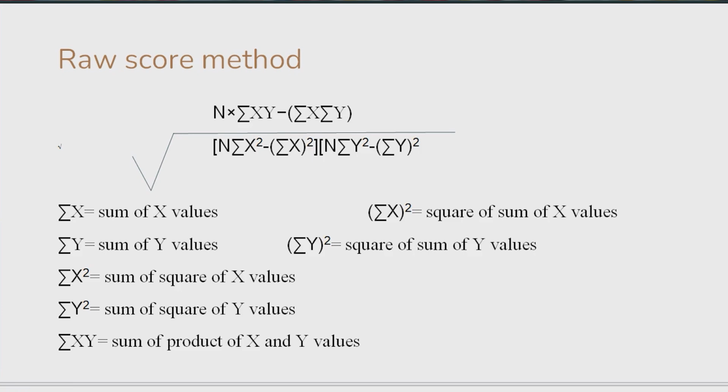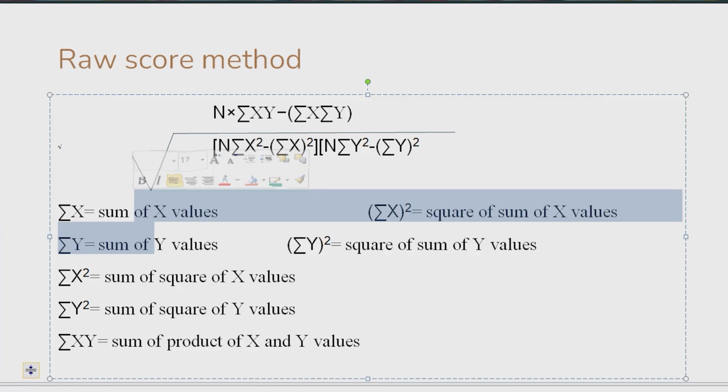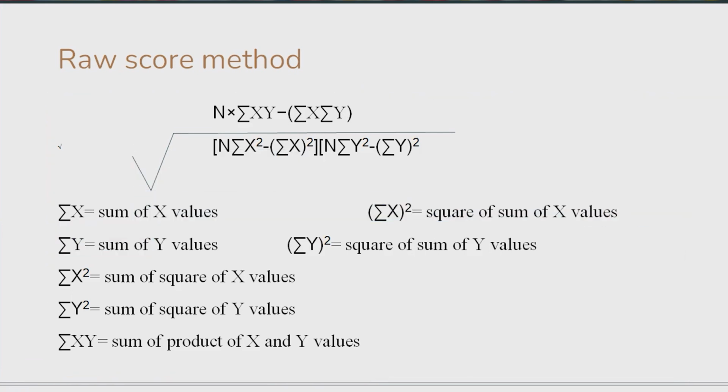Now please note, summation x is the sum of x values, summation y is the sum of y values, summation x square is the sum of square of x values. So what you have to do, you have to square the x values first and then sum it. Same goes for summation y square, you have to square the y values first and then add it together.